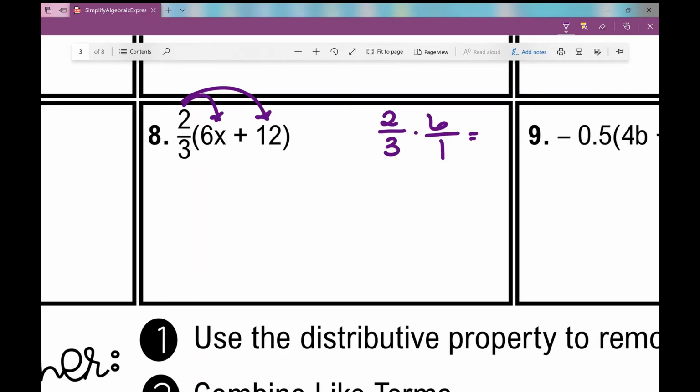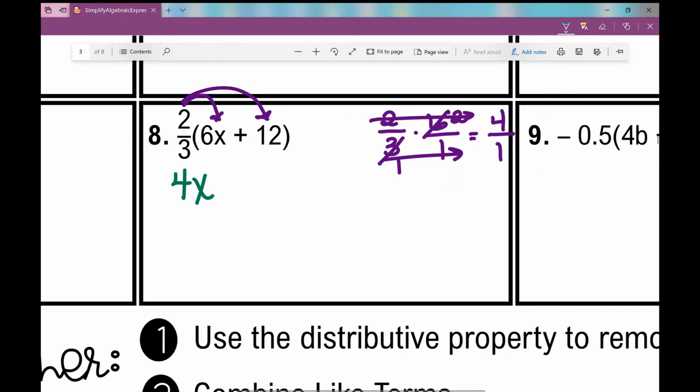I notice 3 and 6 both have a common factor, and it's 3. So I'm going to divide them both by 3. 3 divided by 3 is 1. 6 divided by 3 is 2. And now I'm going to go ahead and multiply across. 2 times 2 is 4. 1 times 1 is 1. So I get 4 over 1. So I'm going to rewrite that. I'm going to change colors here. 4 over 1, well, that's just 4.